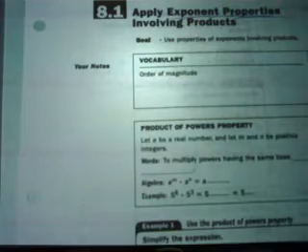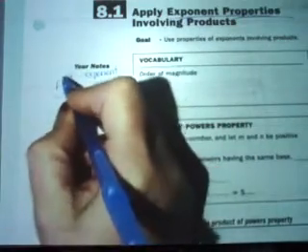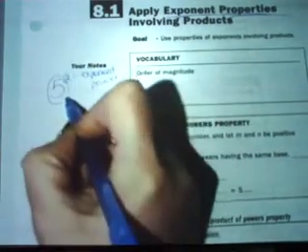Okay, but first let's review, what are exponents? If I write 5 squared, most of y'all can tell me that the 2 is called the exponent. That is also known as the power. Okay? And then this big number, the 5, is called the base.